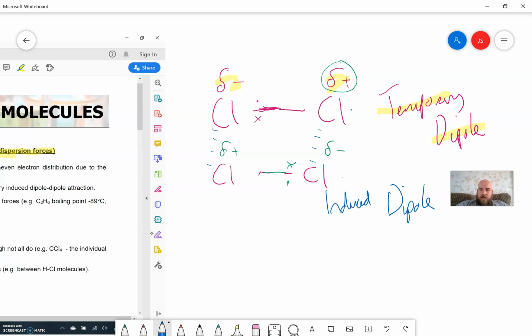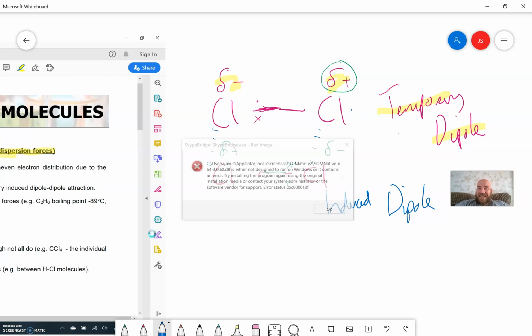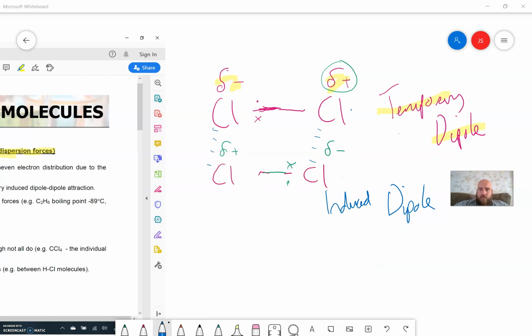So the key thing is, the dipole on this molecule was induced. So what that means is that it was forced upon it by the temporary dipole above. So the temporary dipole here induced a dipole in this molecule. Now that's created these little electrostatic attractions, and these are what van der Waals forces are.